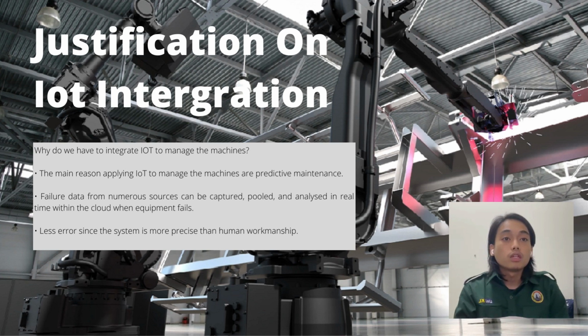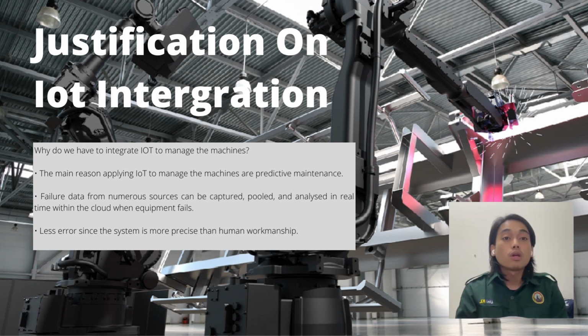Predictive approaches monitor equipment for potential problems and notify you when a part replacement is required. Failure data from numerous sources can be captured, pulled, and analyzed in real time within the cloud when equipment fails. The system can take repair alternatives automatically and, if necessary, recommend measures to the technician. By this, we can save a lot of time and be more efficient.